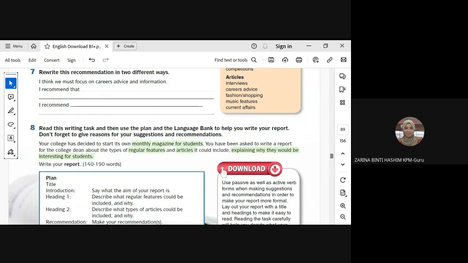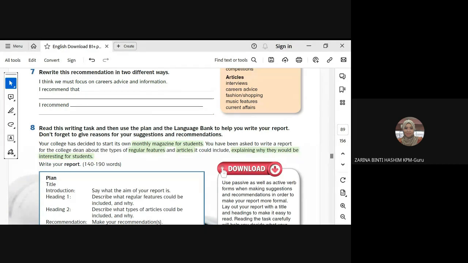To describe. Okay, so we do not write types. To describe maybe the kinds. Okay, the kinds of usual. So regular, you can change to usual features. Okay, usual features and articles that might interest them. Okay, so you do not copy 100% from the question. Okay, so if you remember the introduction, do not copy 100% from the question that might interest students. Okay, so I'll post this in the chat.